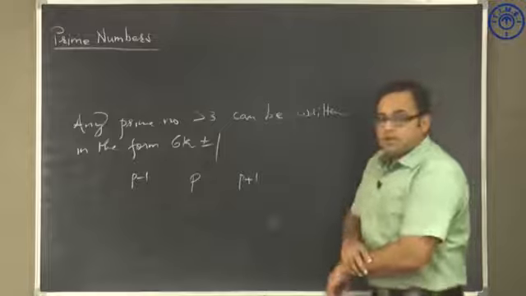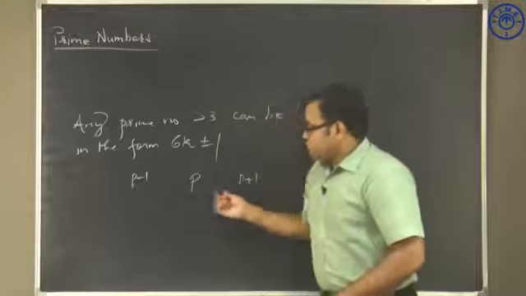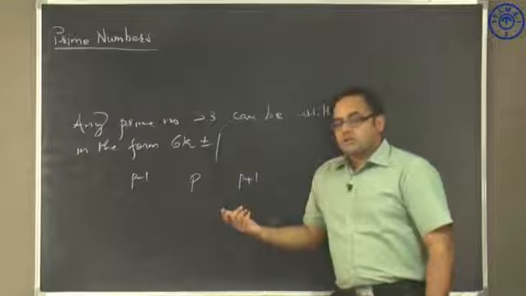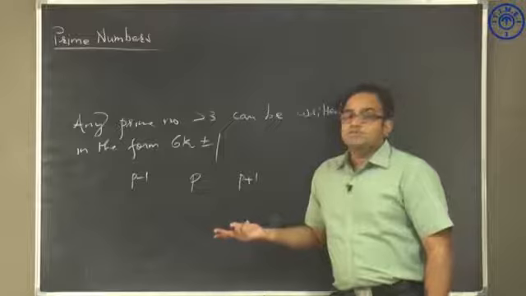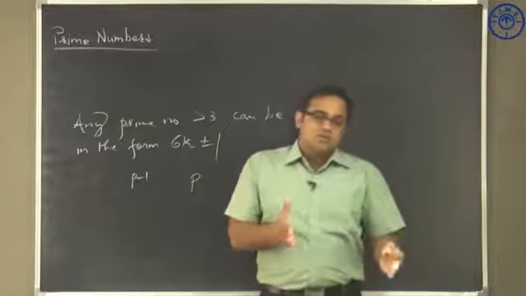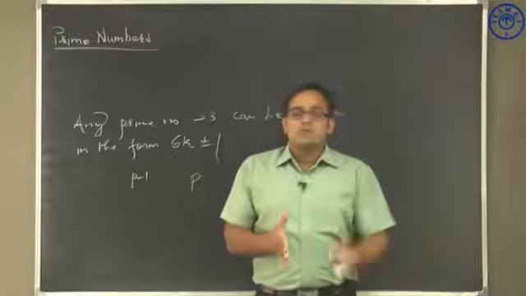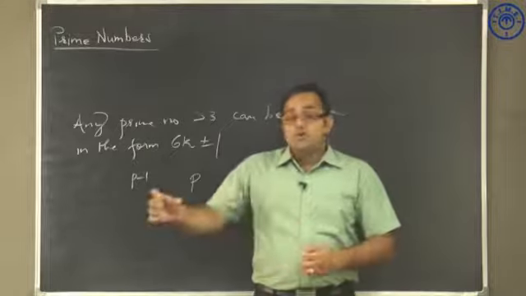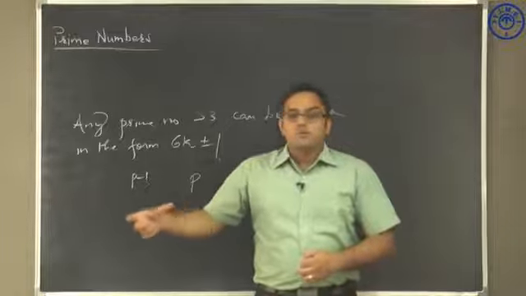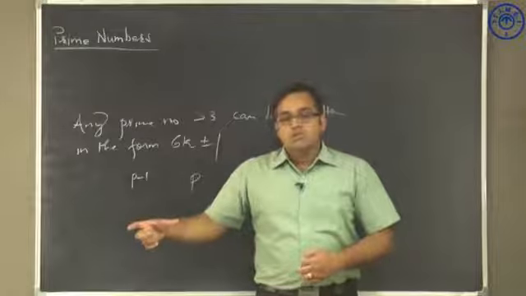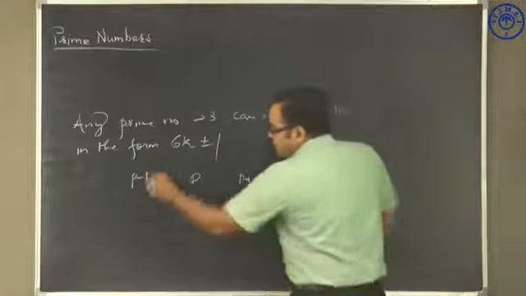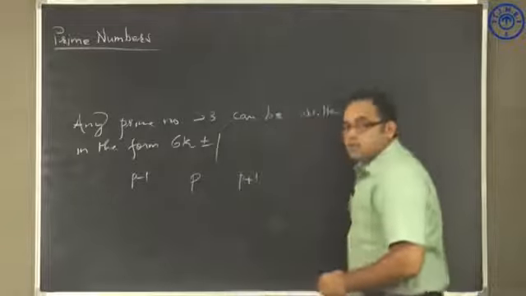If I look at any two consecutive numbers, one of them has to be divisible by 2. Or in general, if I look at any n consecutive numbers, at least one of them has to be divisible by n. So, if I look at two consecutive numbers, one of them is divisible by 2. If I look at three consecutive numbers, one of them is divisible by 3. If I look at four consecutive numbers, one of them is divisible by 4, and so on and so forth.